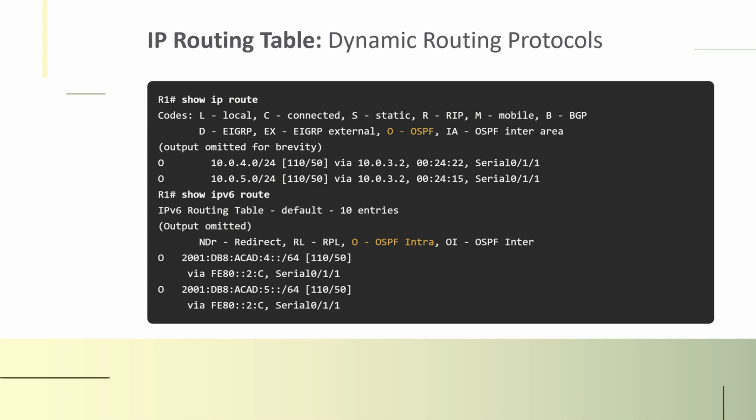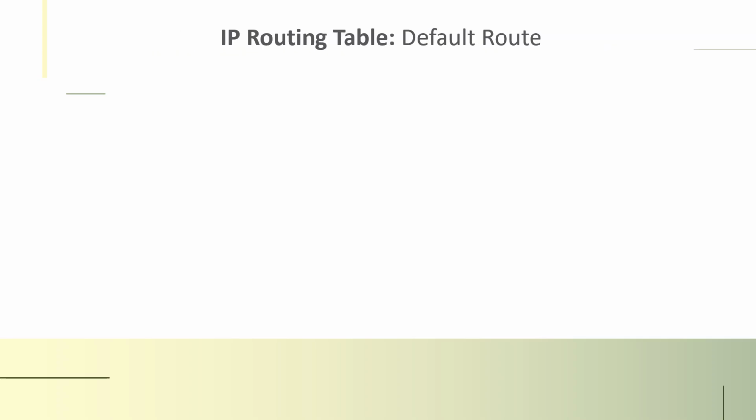And remember that we mentioned the default route, where a default route is similar to a default gateway on a host. The default route specifies a next hop router to use when a routing table does not contain a specific route that matches the destination IP address. A default route can be either a static route or learned automatically from a dynamic routing protocol.